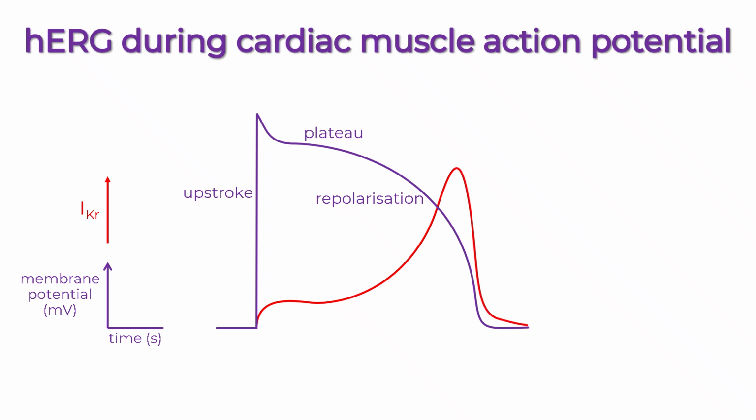This balance of slow activation, fast inactivation, and slow closure gives hERG its distinctive timing. It's the key current shaping the final phase of repolarization.